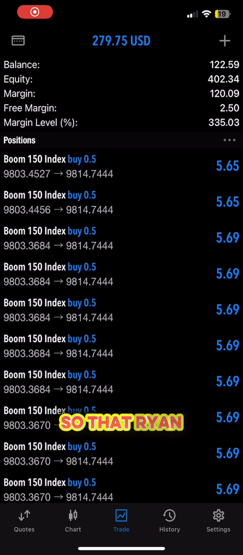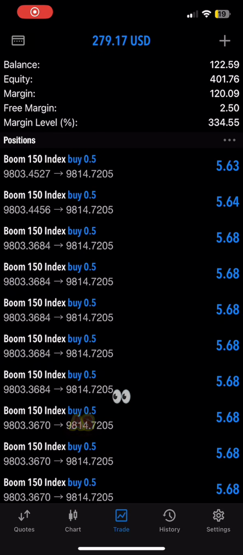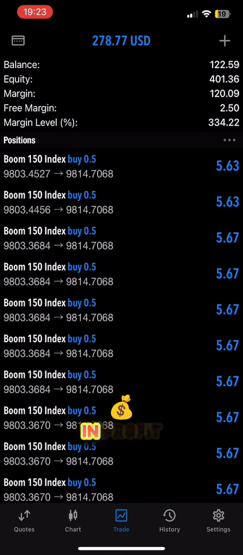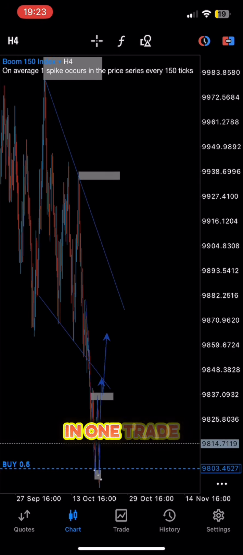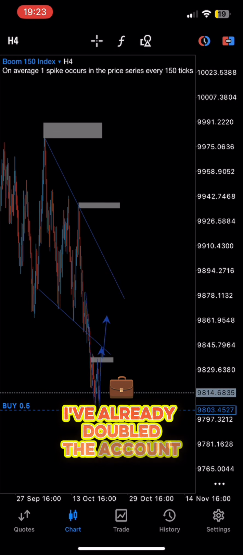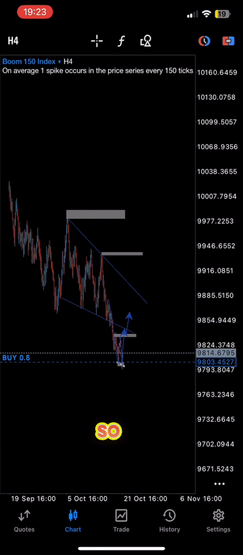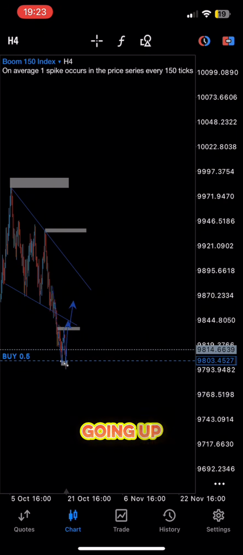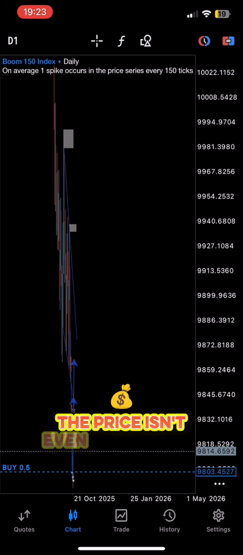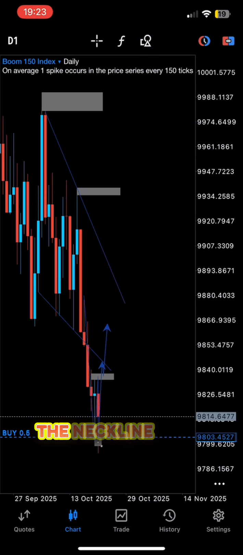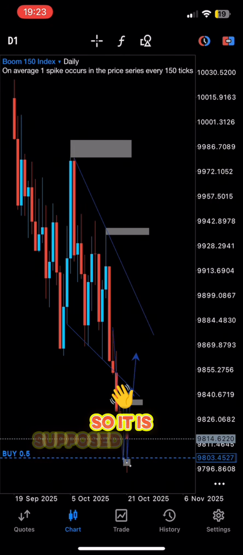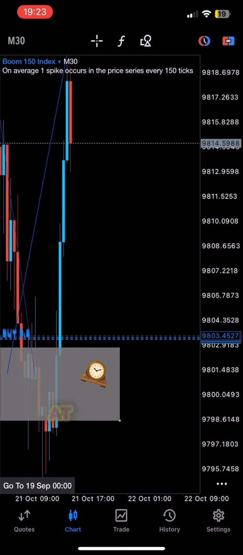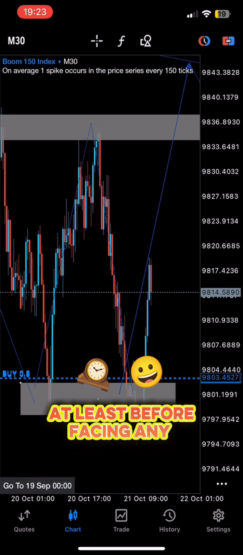So that way I will get a large chunk of money. As you can see, I'm already in profit. I've already doubled the account in just one trade. The market is going to continue going up. As you can see, the price isn't even halfway to the neckline. It is supposed to touch the neckline at least before facing any confluence.